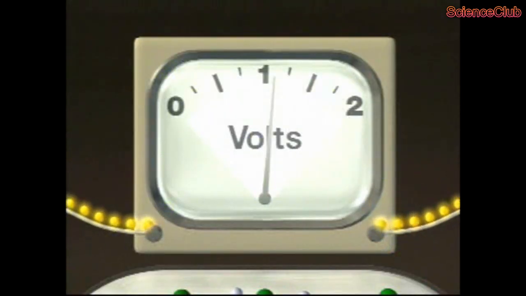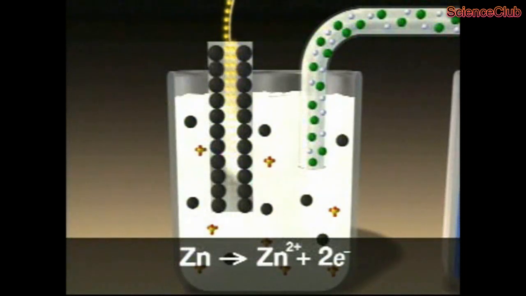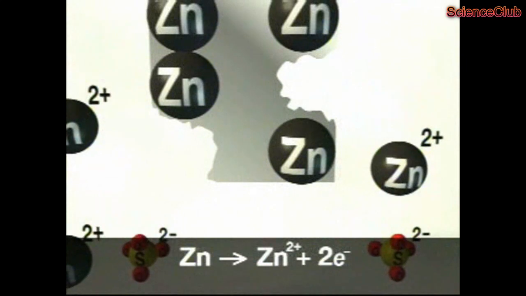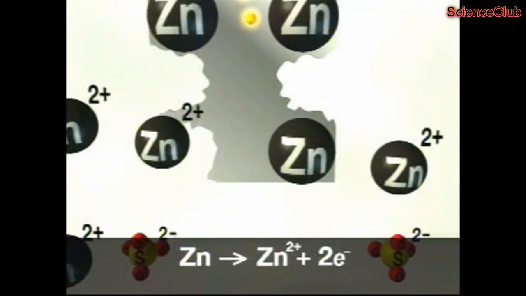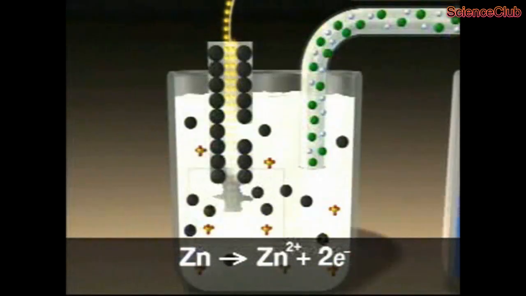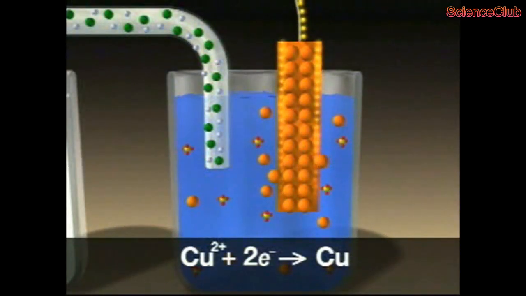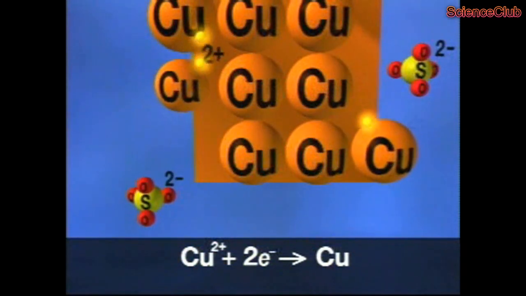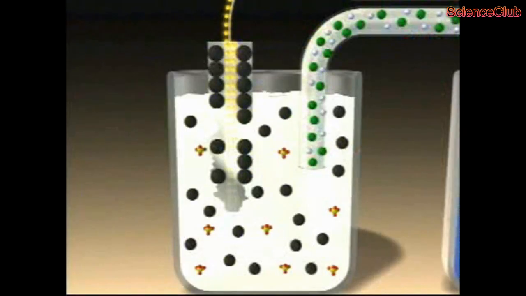The voltmeter reads 1.103 volts. Because zinc is a more active metal than copper, it is more likely to lose electrons. For this reason, the zinc bar is oxidized, producing a zinc ion and 2 electrons per zinc atom. The copper ions in solution gain 2 electrons and are reduced to copper metal.